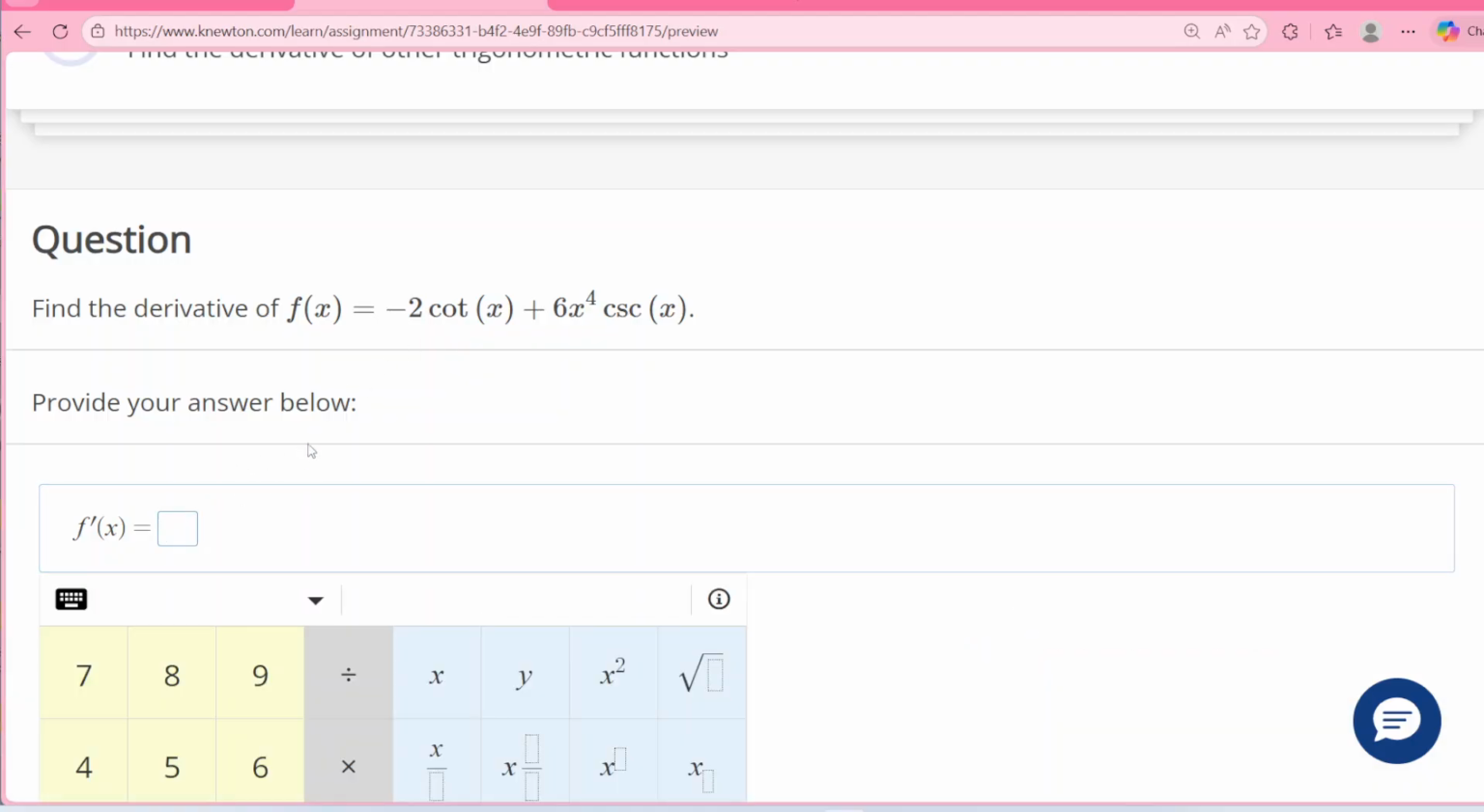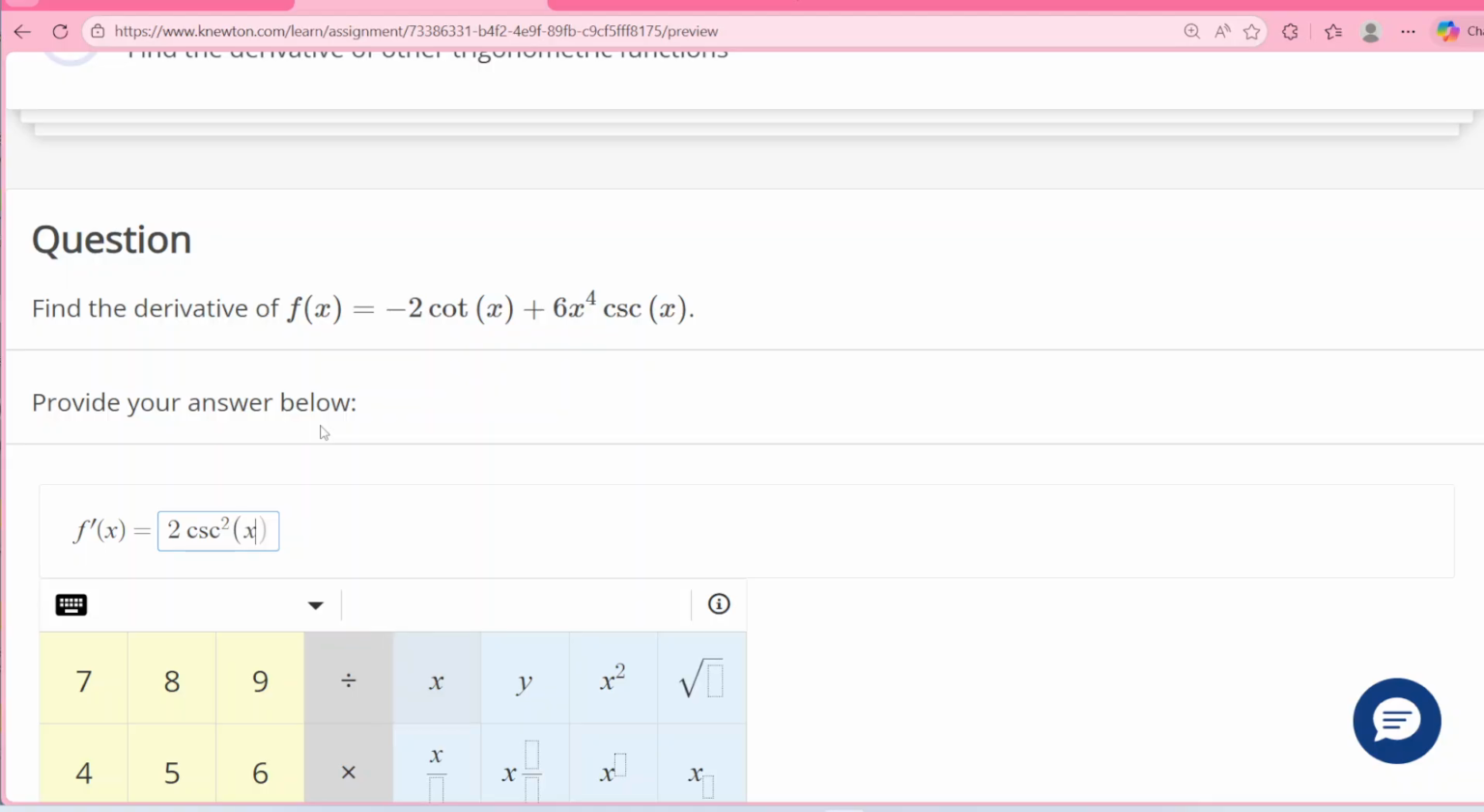But for the first term, the derivative would be negative 2 times the derivative of cotangent, which was that negative cosecant squared. So this would be positive 2 cosecant squared of x. All right, so that's the first term. And now I'm going to do the product rule.